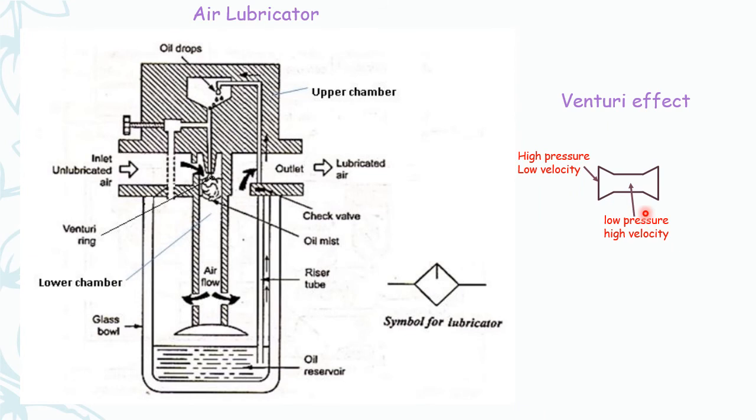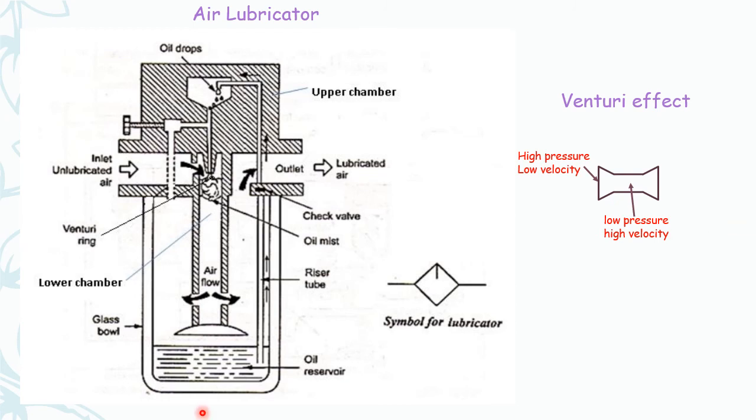So let's understand what the Venturi effect is in the case of the air lubricator. Now we have seen the working of the air lubricator, that oil mist is added because of the pressure difference between the inlet pressure and the pressure of the oil in the reservoir in the lubricator. Because of the pressure difference, the oil will rise in the riser tube and will be added along with the air in the form of mist in order to provide lubrication.